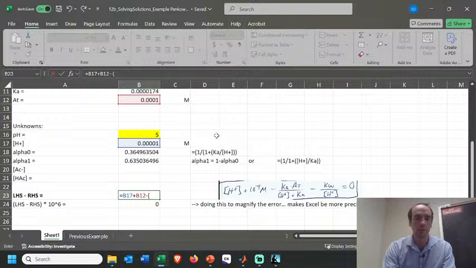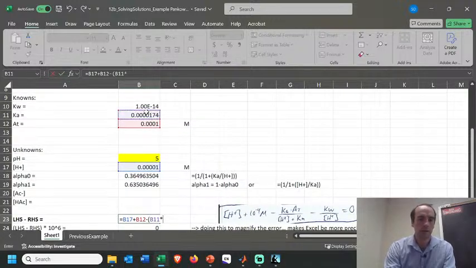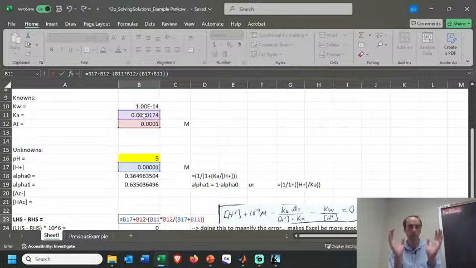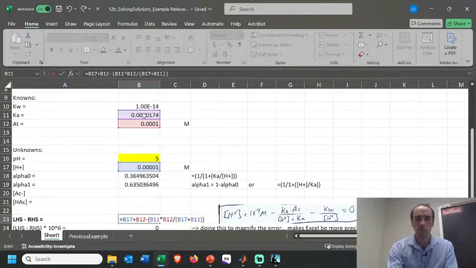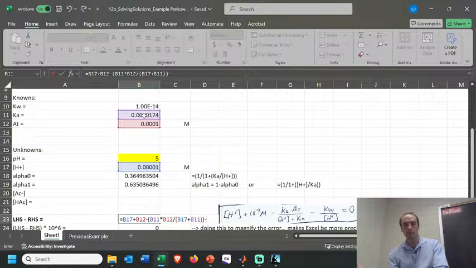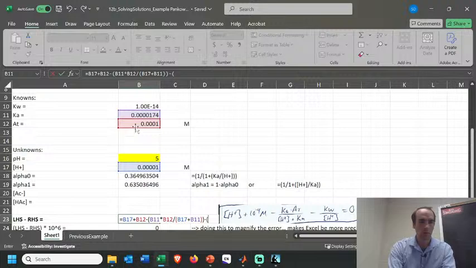So we're going to do Ka times At, divided by H plus plus Ka. So we had H plus, 10 to the minus 4, minus all of that, minus the OH minus, which is Kw over H plus.